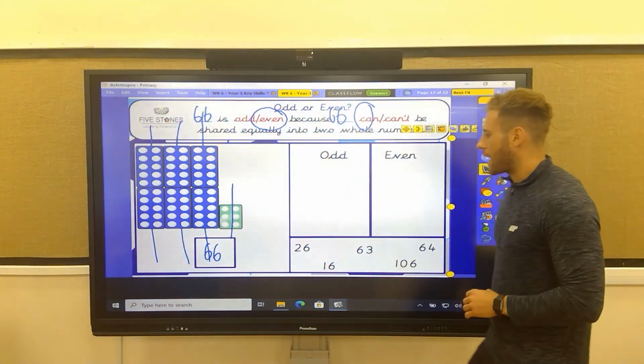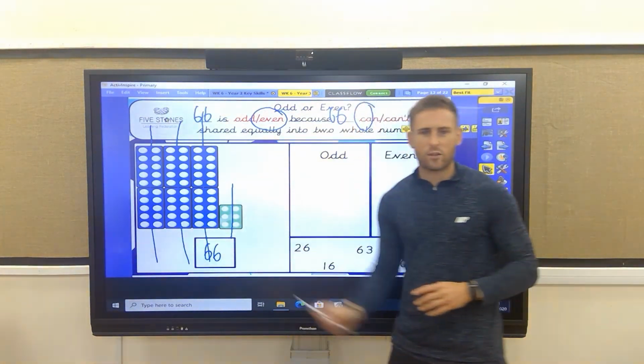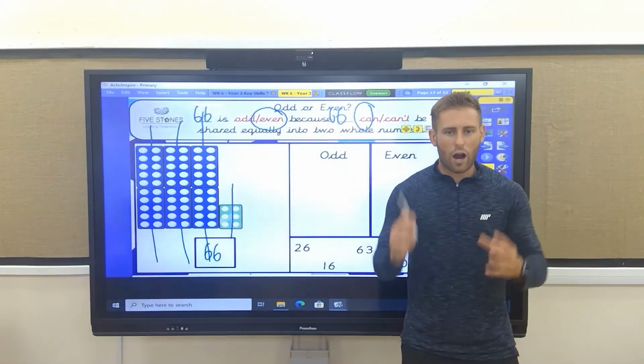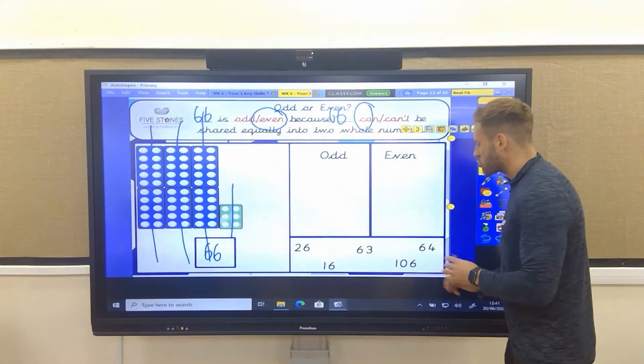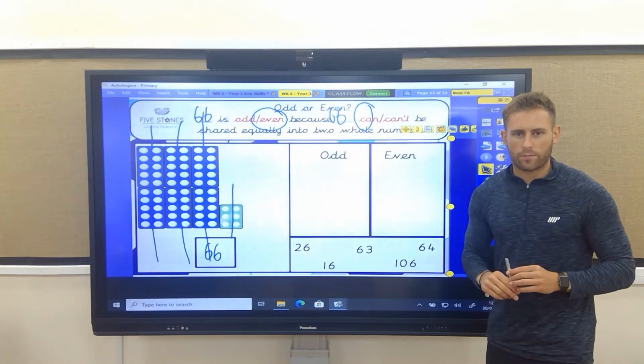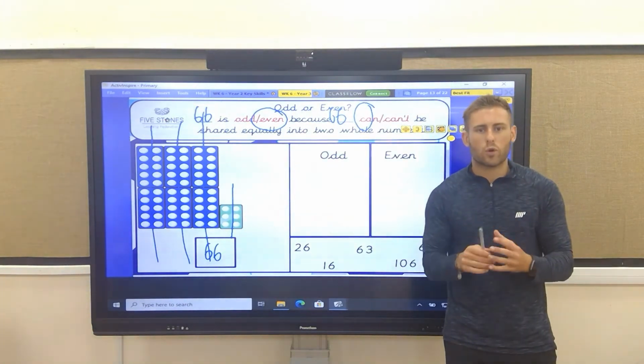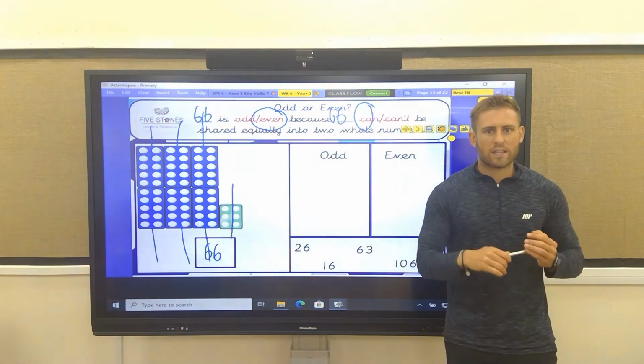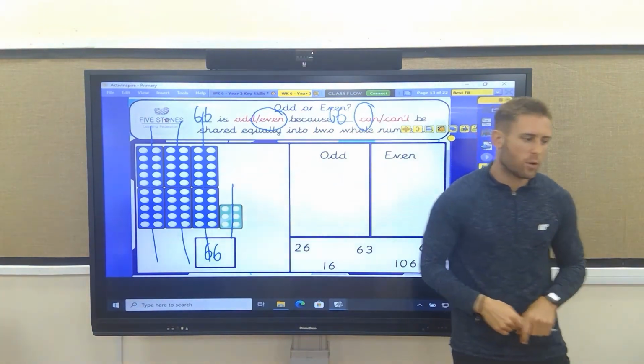Now we know that numbers with 6 in the ones column are even. Can you please sort these numbers into an odd and even column? Thinking about how you know that that is odd or even. Explain them as you go. Pause the screen, give yourself more working out time.